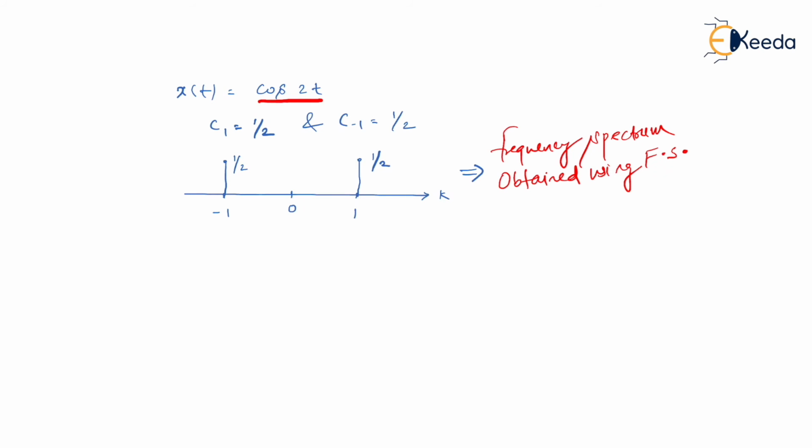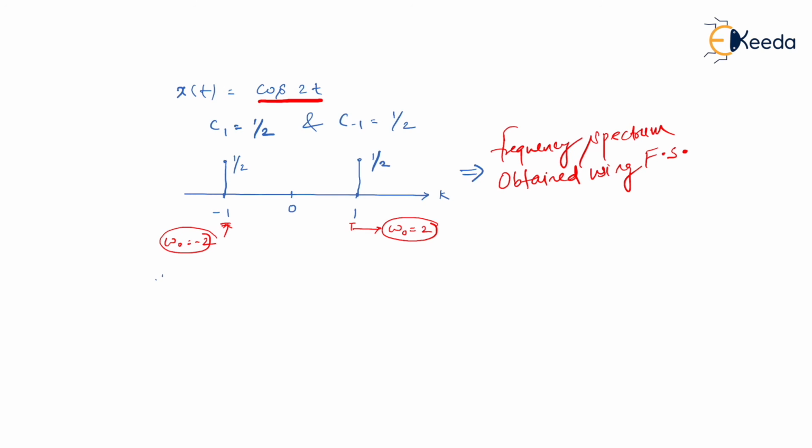Let me remind you, when I say k equal to 1, it is nothing but a fundamental component. A fundamental component means a component present at omega equal to omega naught, and you know what omega naught was? 2. And this is the value present at omega naught equal to minus 2. So this is a negative frequency, this is a positive frequency. Now let me remind you what we had.